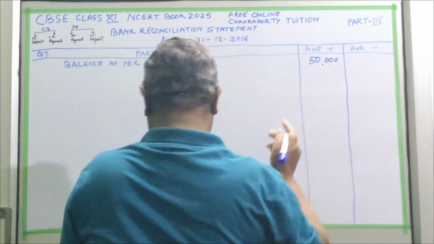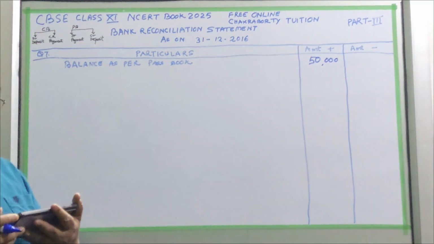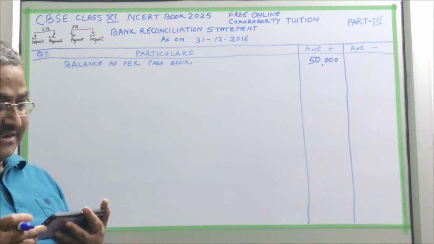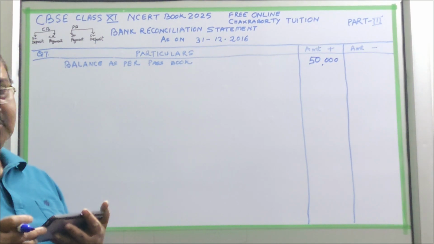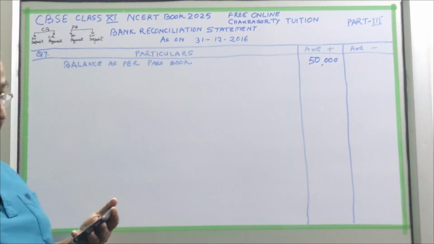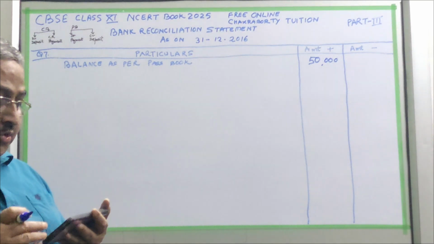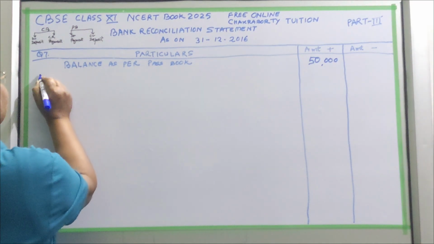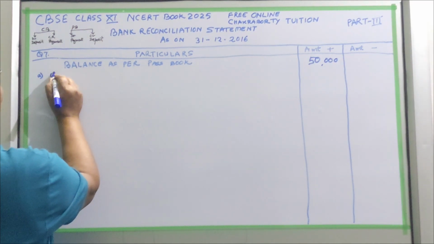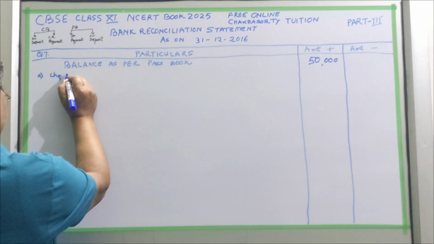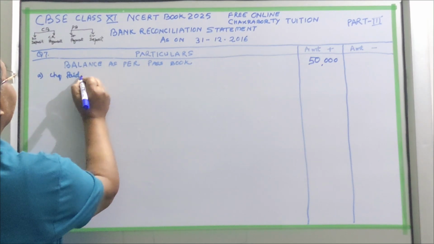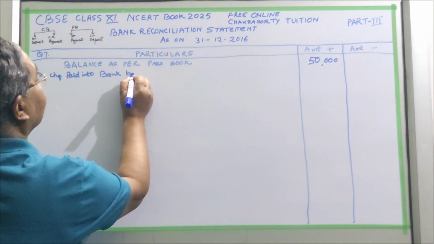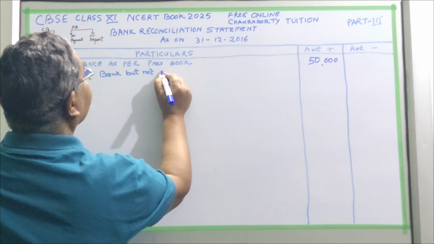Now point number A. Two checks of 2,000 and 5,000 were paid into bank in October 2016, but were not credited by the bank in the month of December. Because this statement is as on December, up to December it was not credited. Checks paid into bank means checks deposited, but not credited.